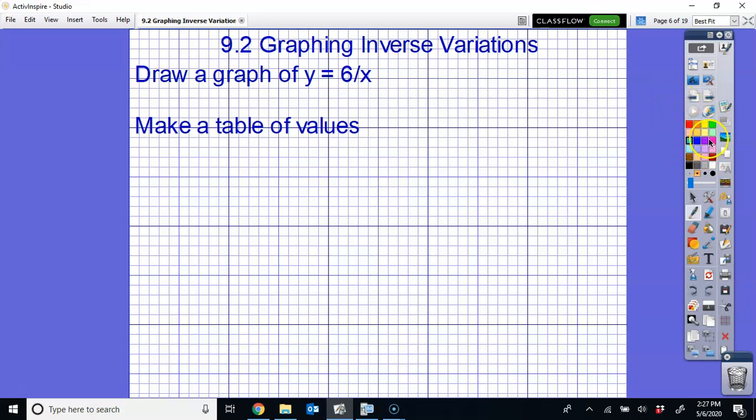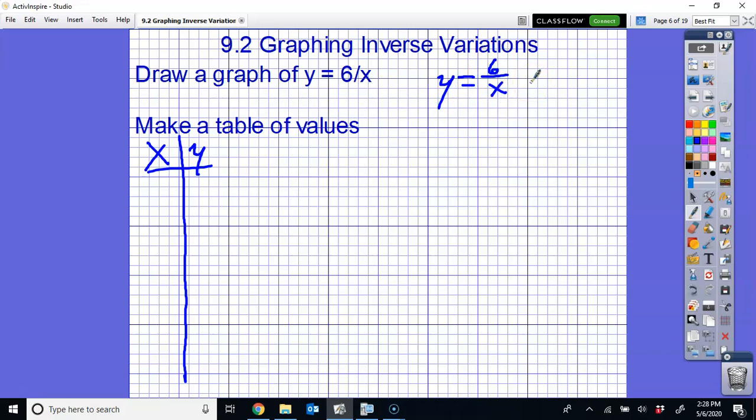In order to graph an inverse variation, the first thing you want to do is make a table of values. Now, I'm going to make a really large table of values, but I'm also going to show you some shortcuts. First of all, when you make your table of values, here's your first shortcut. You are looking at an inverse variation, 6 divided by x. My constant is 6 in that case.